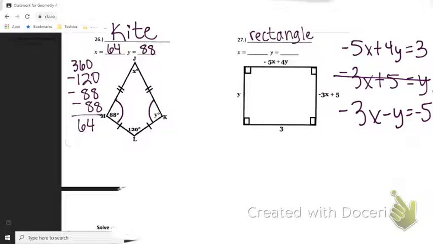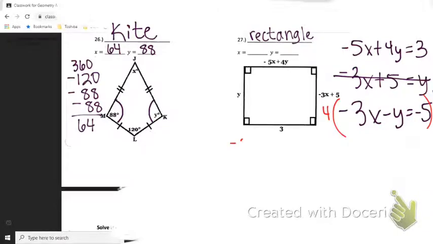For me personally, to solve this system, I think I would like to use elimination. And I'm going to work on eliminating my y. So if I want to eliminate y, I could multiply this whole bottom equation by 4. So I'm going to rewrite my two equations that I'm using now.